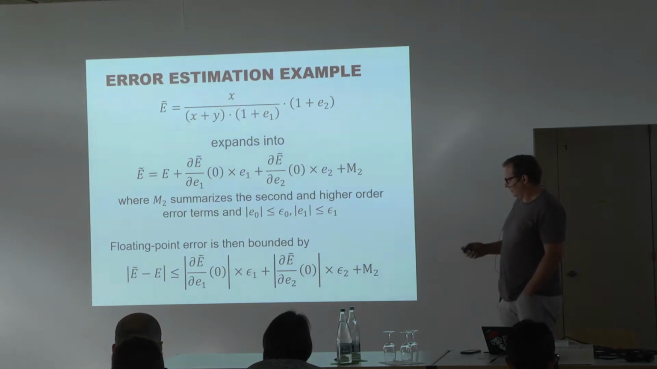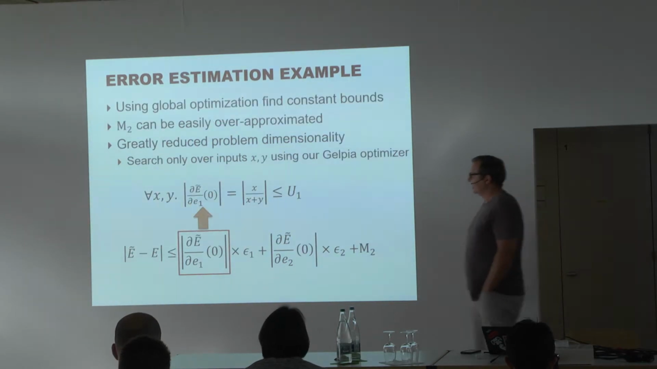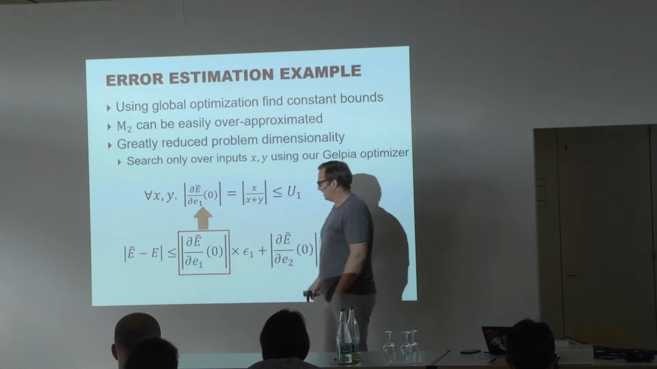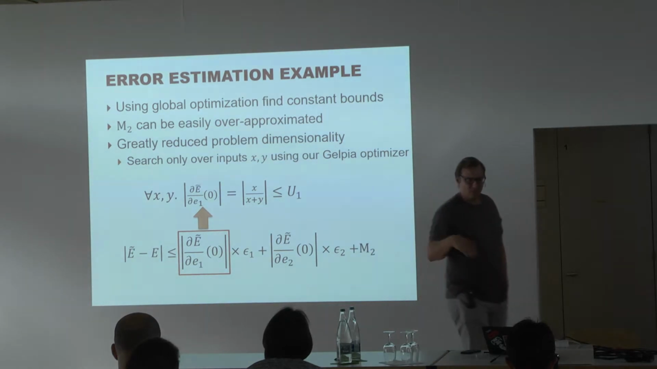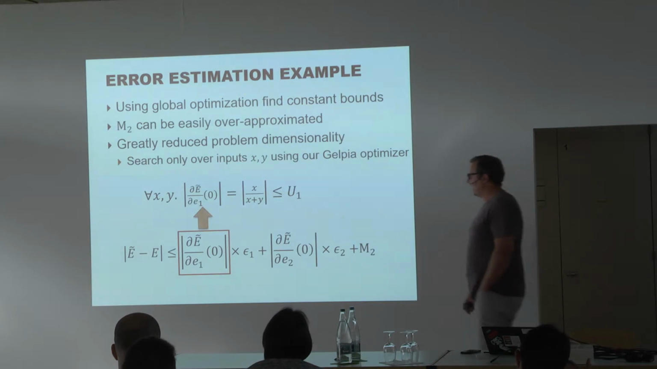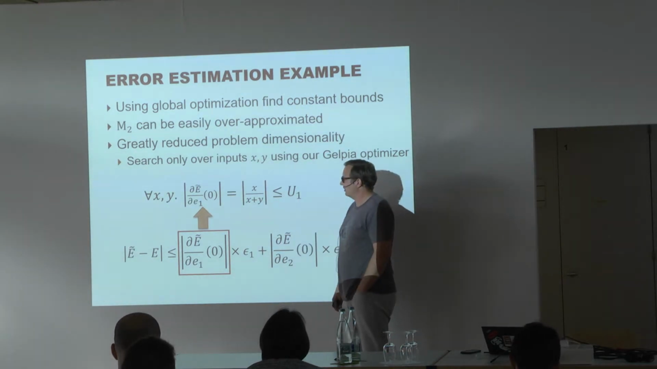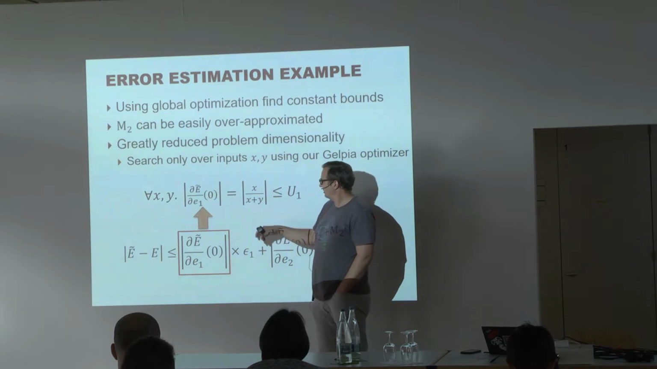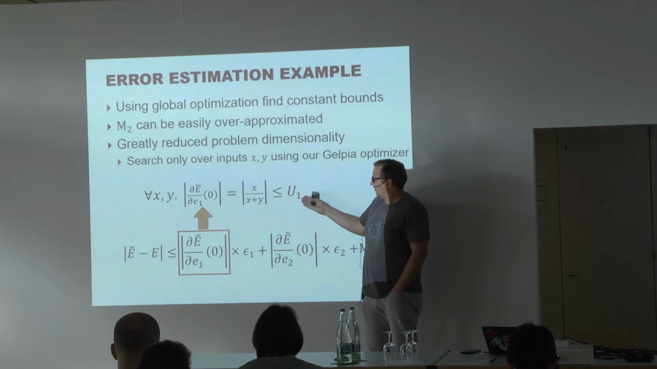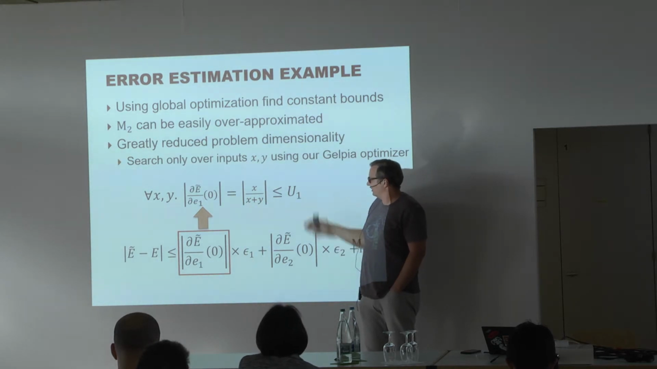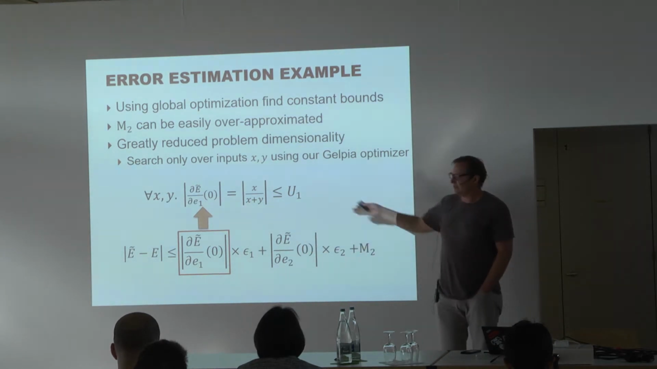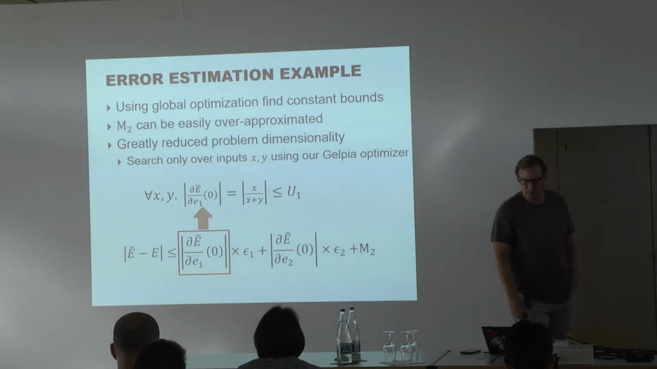And then in the next step, we can symbolically compute these derivatives, and then we can use global optimization to find their maximums. So if we do the first one, we get x over x plus y. We give this to a global optimizer, and we get its upper bound, u1, and we can plug these bounds in this expression, and then we'll get the overall bound on the error.